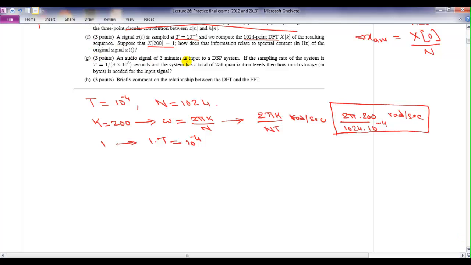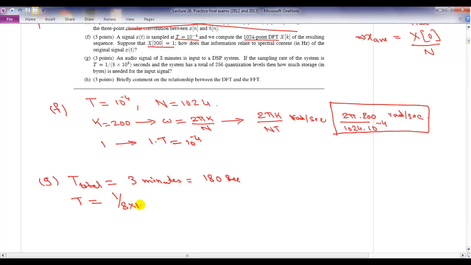The next question is, an audio signal of 3 minutes is input to a DSP system. If the sampling period is T equal to 1 over 8 into 10 to the 3, the system has a total of these many quantization levels. How much storage in bytes is needed? Really simple problem. This was F. So G, basically we are told total time, so T total is 3 minutes, so that's 180 seconds. And your capital T is 1 over 8 into 10 to the 3 seconds. This means that we have 8 into 10 to the 3 samples per second.